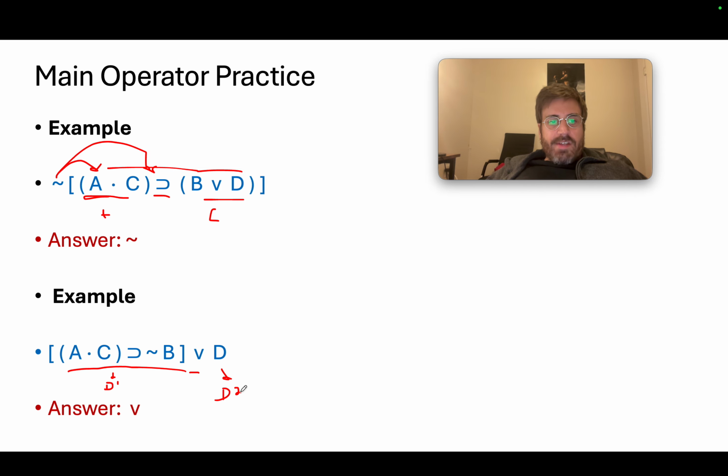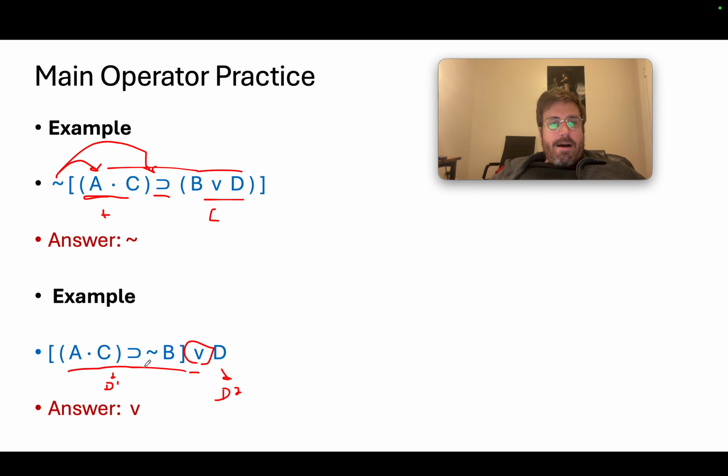So this sentence says either this whole thing or D. So it says either if both A and C, then not B, or D. So wedge has to be the main operator. It's governing the meaning of the sentence. And this first disjunct is a little bit confusing just by itself, so we have to parse it a little bit further.